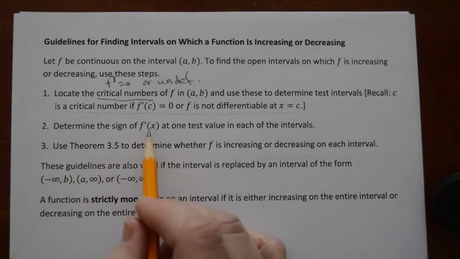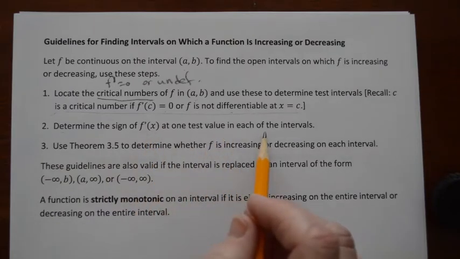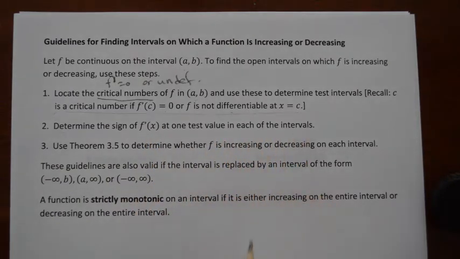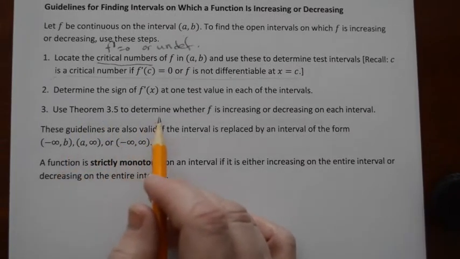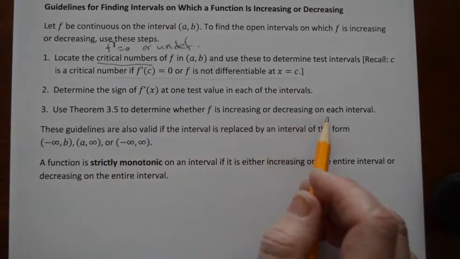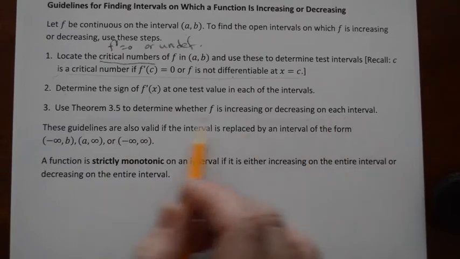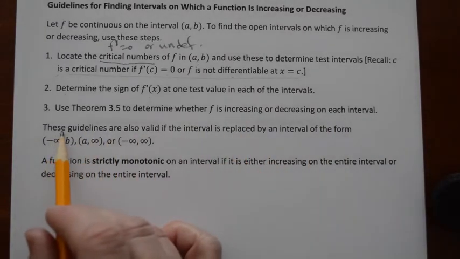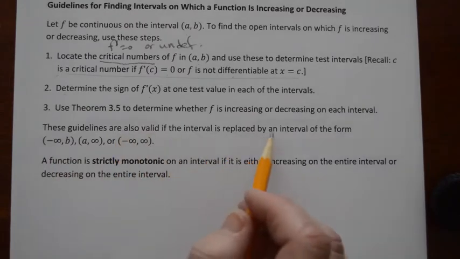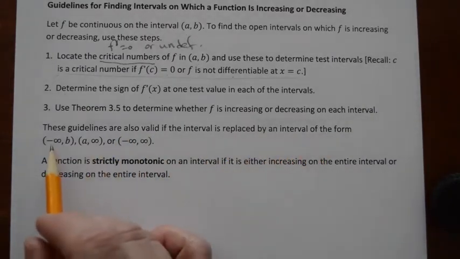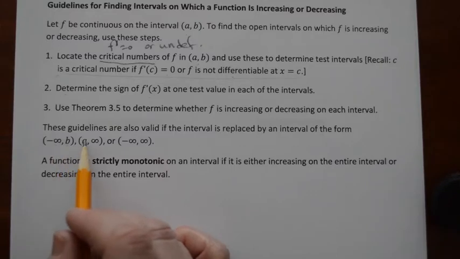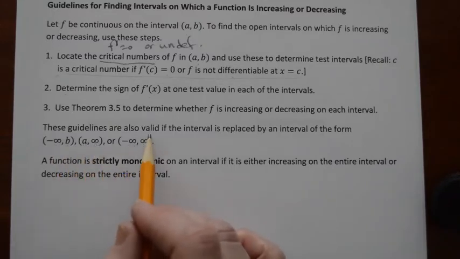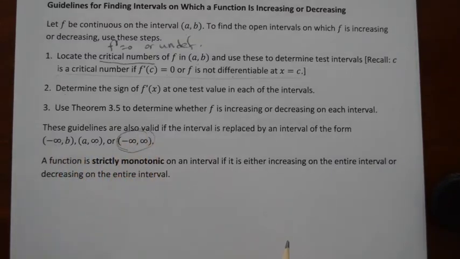All right, determine the sign of f prime at one test value in each of the intervals. Use theorem 3.5 to determine whether f is increasing or decreasing on that interval. And then that will tell us where the function is increasing or decreasing. These guidelines are also valid if the interval is replaced by an interval of the form negative infinity to b, a to infinity, or negative infinity to infinity. That's the one that we had in the last example. All right, hopefully that's good.